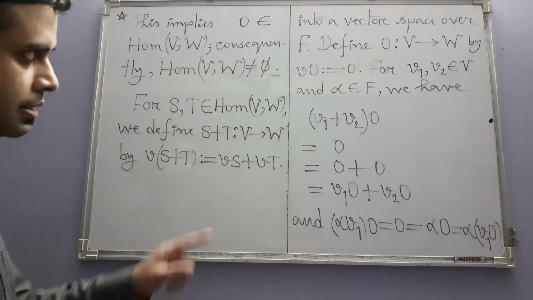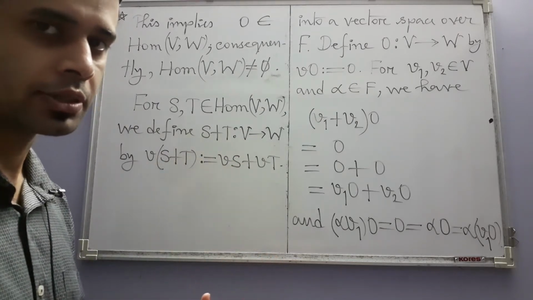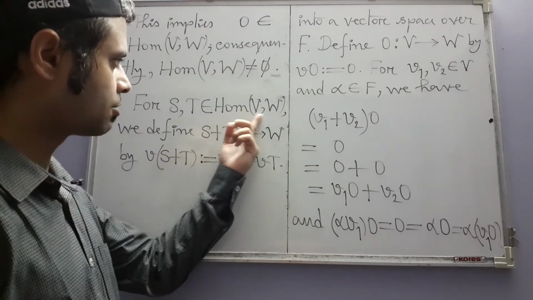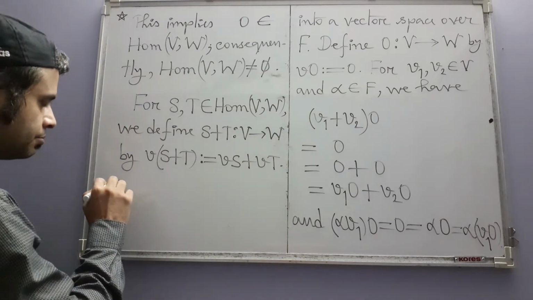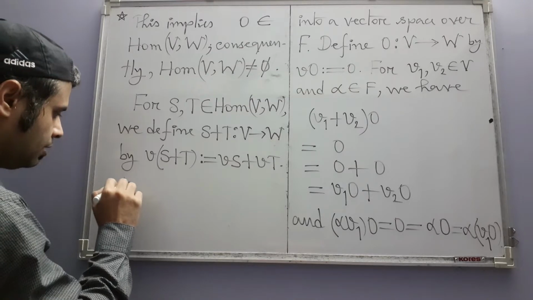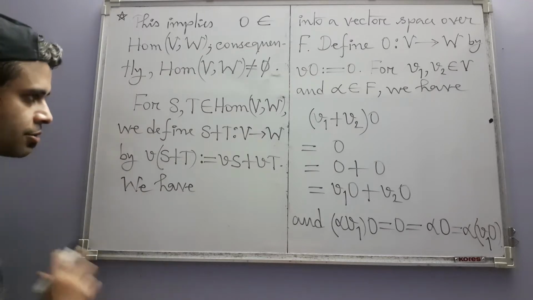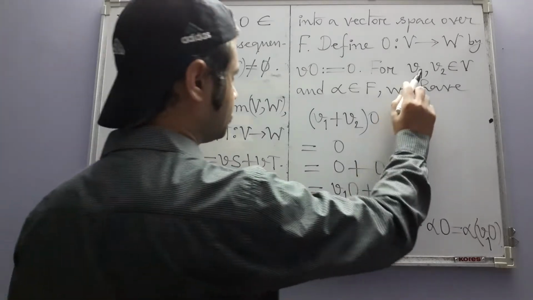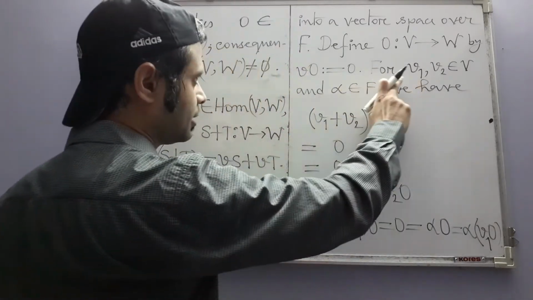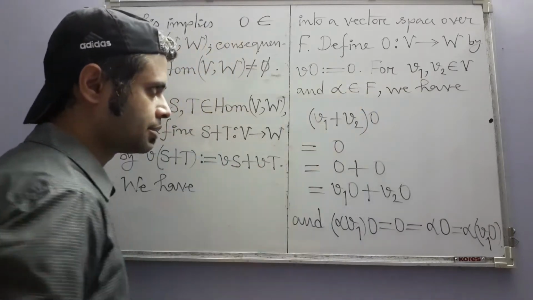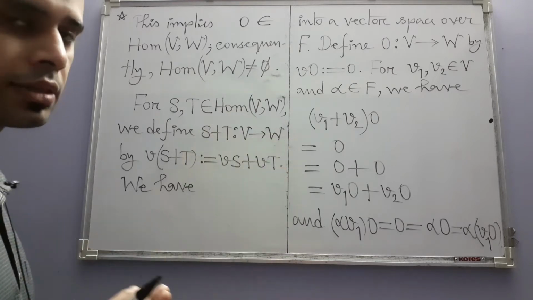Now, just like what we did with the zero function, we want to now do it for this new function S plus T. We want to again show that this S plus T is also an element in hom(V, W). Instead of again and again writing, because we will have to do it many times, instead of writing that v1 and v2 are vectors in V and alpha is a scalar in F, we just assume that that is the case, at least with these calculations.